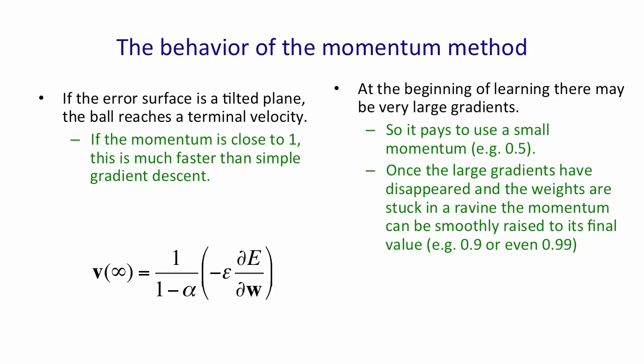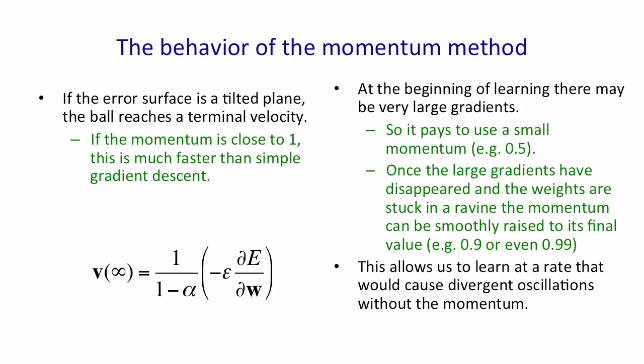It's probably better to have 0.5 than 0, because 0.5 will average out some sloshes in obvious ravines. Once the large gradients have disappeared, and you've reached the sort of normal phase of learning, where you're stuck in a ravine and you need to go along the bottom of this ravine without sloshing to and fro sideways, you can smoothly raise the momentum to its final value, or you could raise it in one step, but that might start an oscillation.